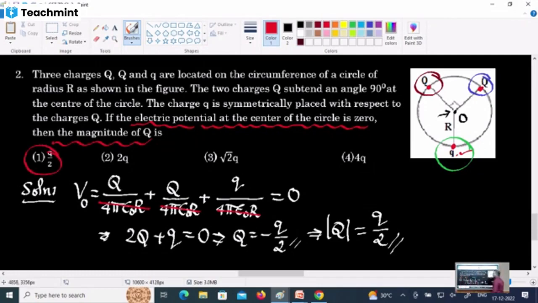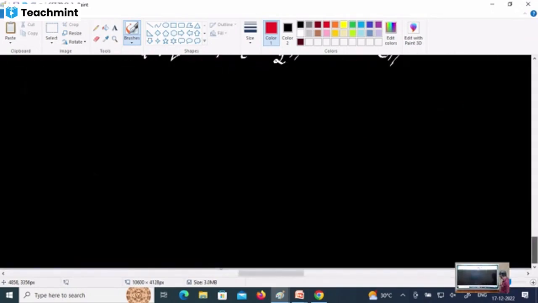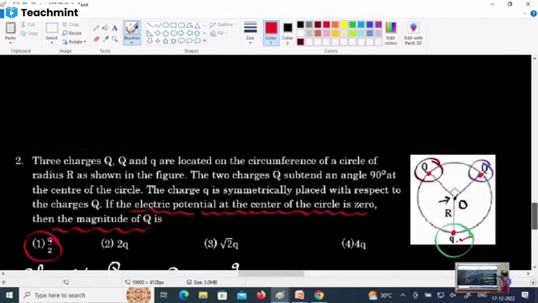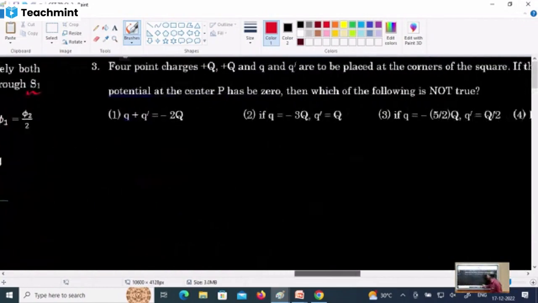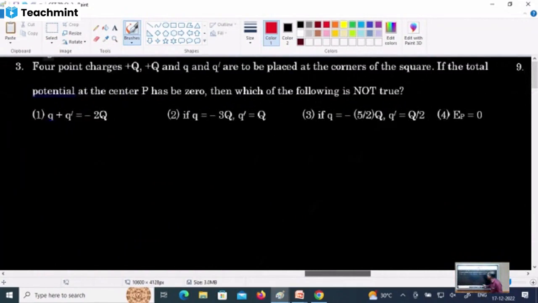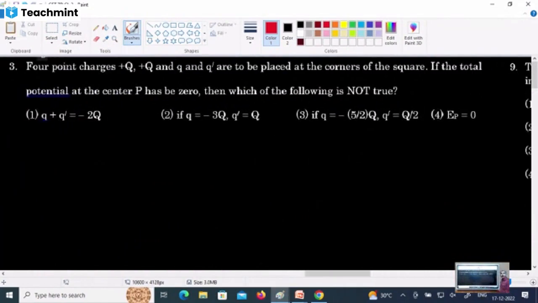Let us proceed now to the next problem. I think that is mostly done. Let's go to the next problem here. Question number 3. 4 point charges capital Q, small q and q dash are to be placed on the corners of a square. If the total potential at the center P has to be 0, then which of the following is not true?